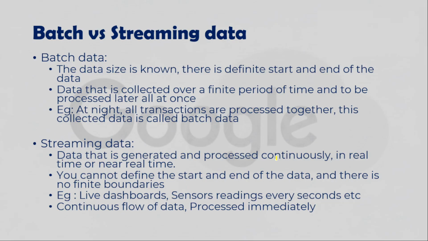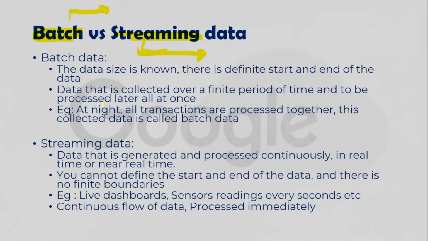Now comes one more important aspect: what is batch and what is streaming data? This part is again very important, because based on the type of data, you decide which Google Cloud service to use. If you have batch data, you can use one service; if it's streaming data, you can use another service in Google Cloud. So understanding these two is of prime importance here.